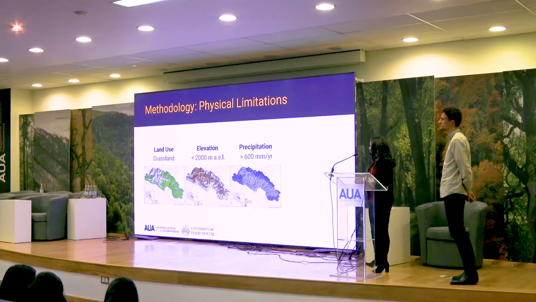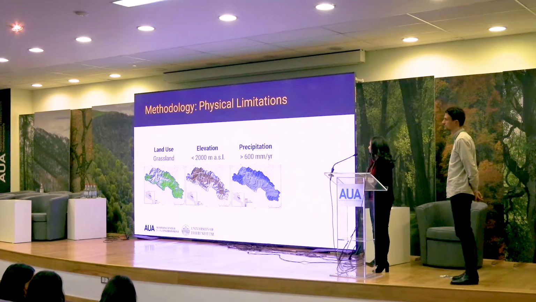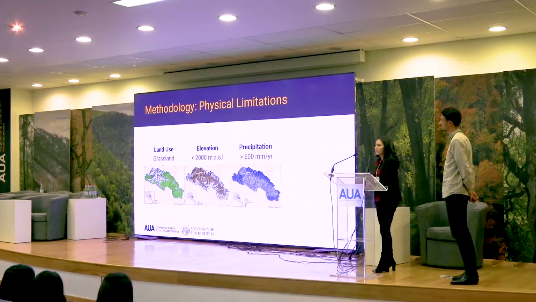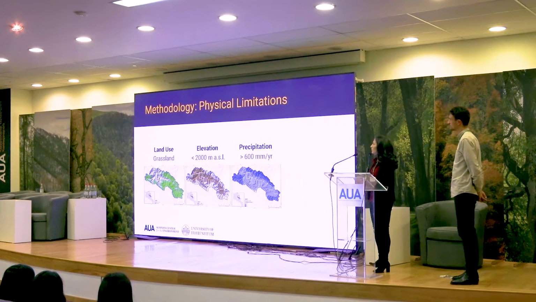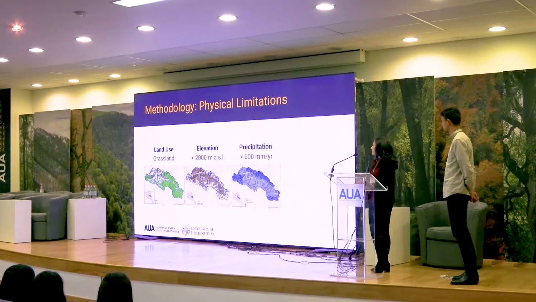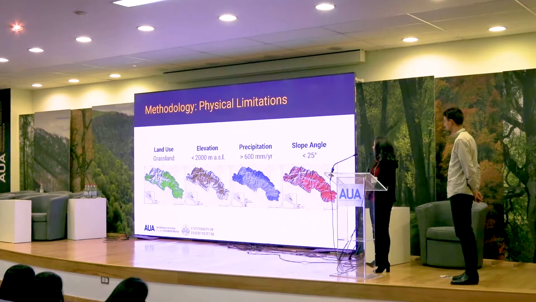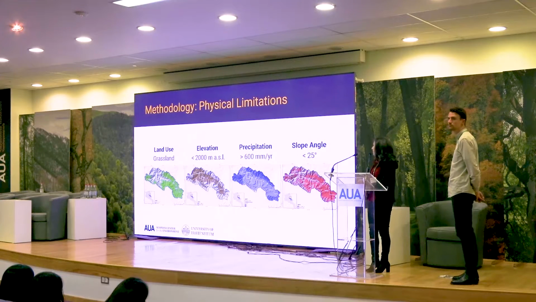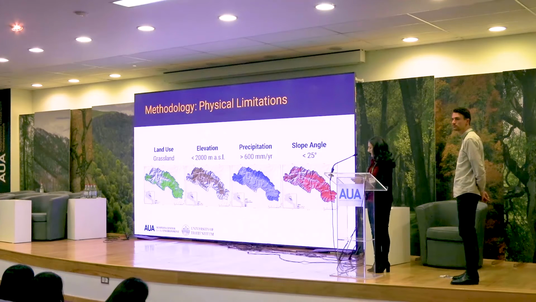The next limitation is precipitation. Nearly the whole Getik River Basin is suitable in terms of precipitation here. We consider that the most suitable areas for afforestation should have higher than 600 millimeters per year of precipitation. And the last physical limitation that we used in our methodology is the slope angle. We have taken all of the areas which have a slope angle of less than 25 degrees.